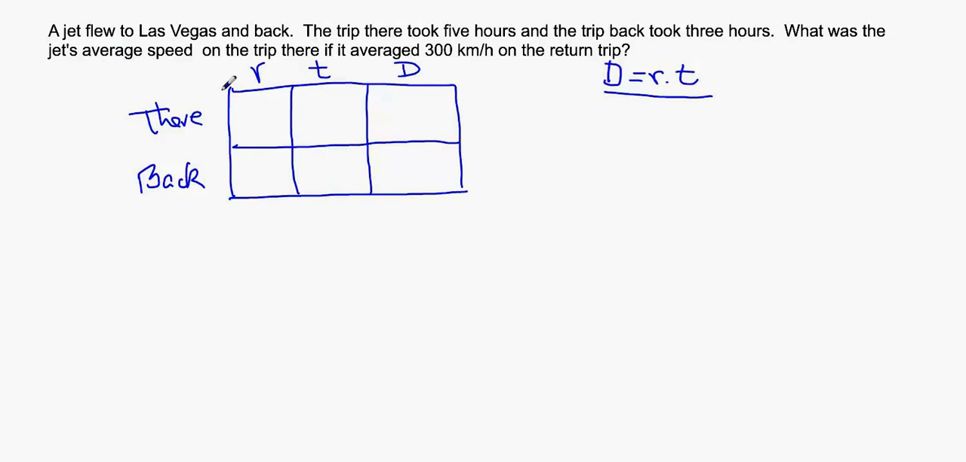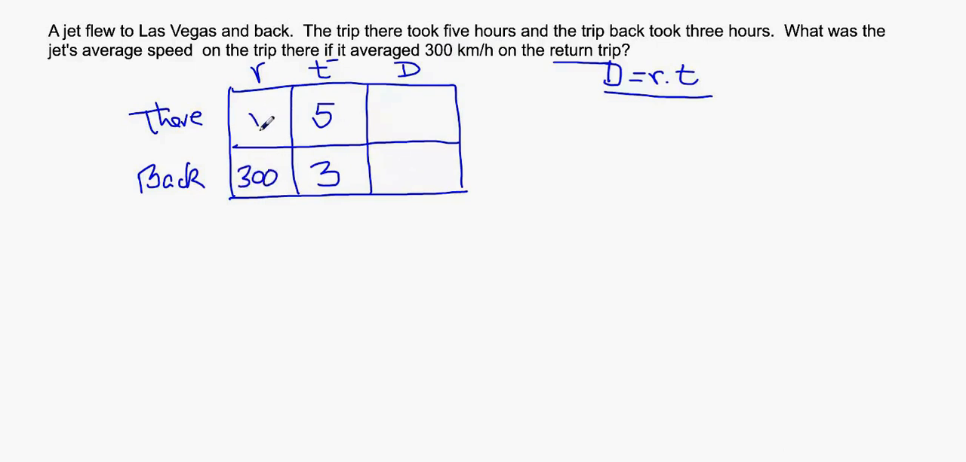Let's see. The trip there took 5 hours. So that means I'm going to put 5 here. The trip back took 3 hours. I'm going to put 3 here. Okay. What was the jet's average speed on the trip there if it averaged 300 kilometers an hour on the return trip? Okay, the return trip, that means I have to put 300 kilometers per hour here.